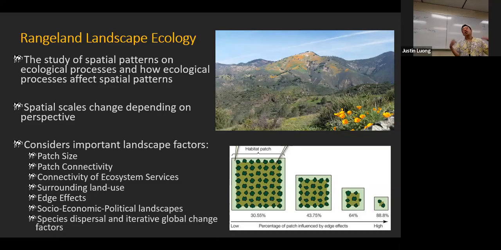And those ecosystems are still one ecosystem. They're just separated by some arbitrary wall and geopolitical boundary. Other things to think about are species dispersal and how things can move and be transported across the landscape, as well as how global change factors will affect a lot of these different things.